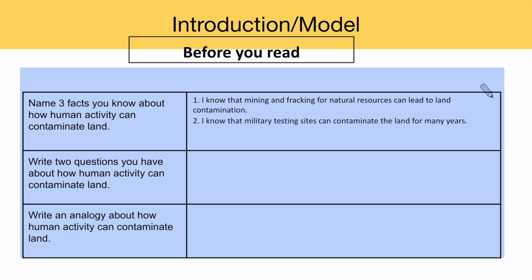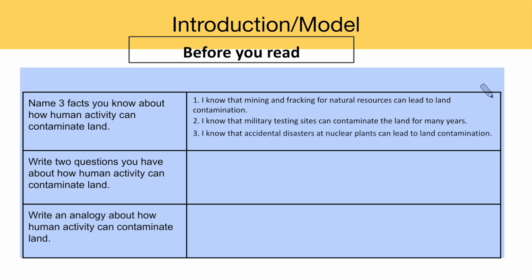Next, I know that military testing sites can contaminate land for many years. In the past, the military had to test nuclear weapons, and when a nuclear weapon is detonated, it releases a lot of radiation. It contaminates the land. So there are many sites like that. Sometimes they test weapons under the ground as well. Sometimes they test weapons under the ocean. So there's definitely a lot of contamination happening from those testing sites.